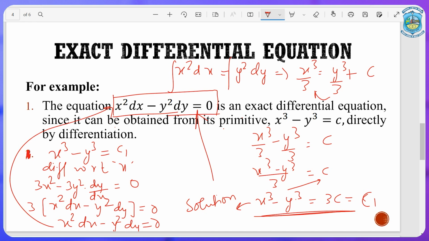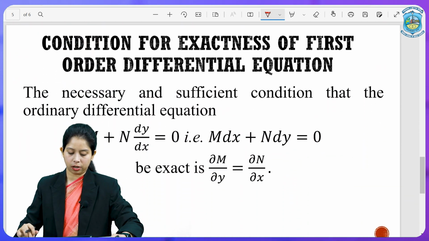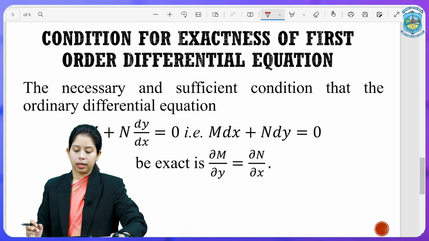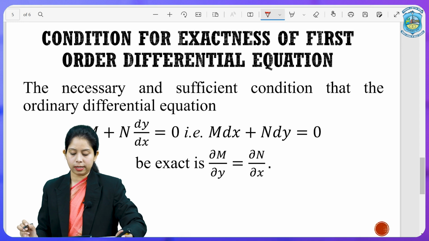So, since this can be derived from its solution, therefore, the given differential equation is an exact differential equation. So, this is the solution, this is the example of exact differential equation. Now, next we will discuss the necessary and sufficient condition for exactness of first order differential equation. So, what is the condition?